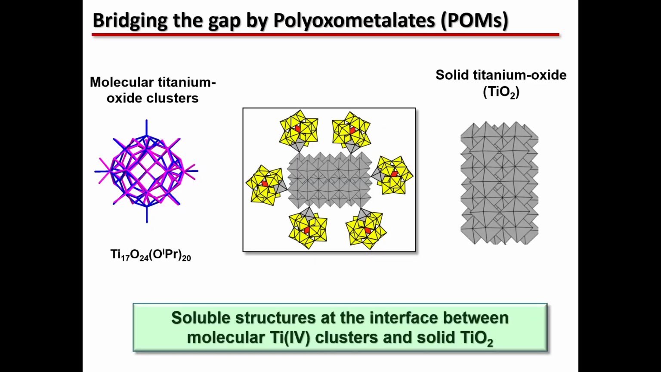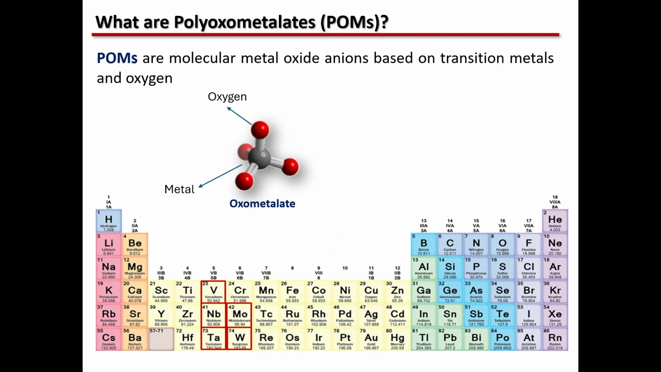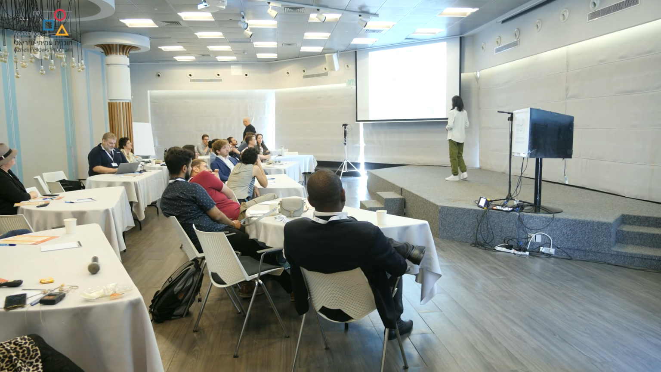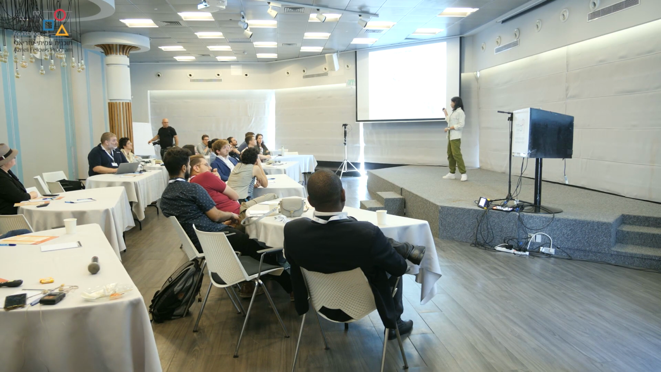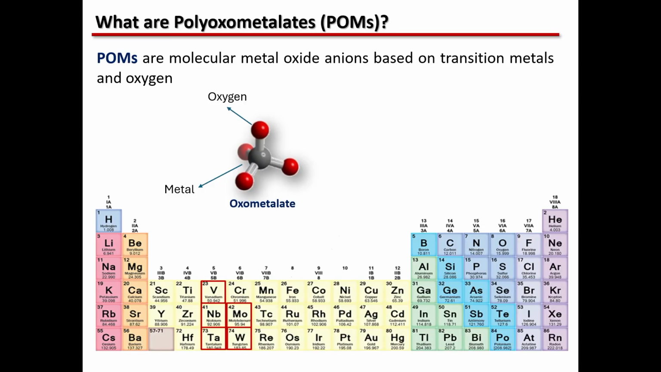So now we'll understand why these POMs are such beautiful materials that we can use to trap the solids in very small form. What are polyoxometalates? That is POMs. POMs are molecular metal oxide anions based on transition metals and oxygen. In the periodic table, you can see all the elements present on the earth, and the highlighted ones are those which can form polyoxometalates.